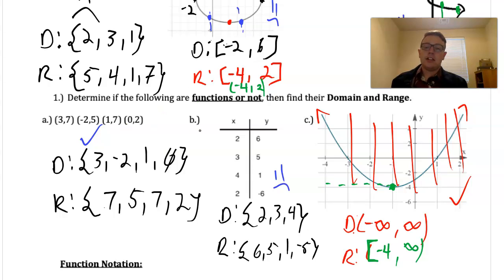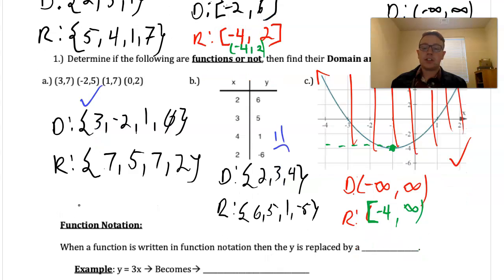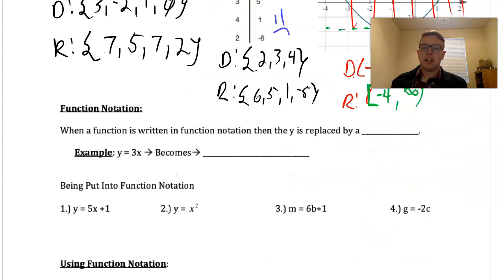So this is determining whether they're functions and figuring out their domain, which is the values they take on, and the range, or the y values it takes on. Now, because functions are so important to math, we actually have special notation for them. When a function is written in function notation, we replace the y with an f of x, or of our input. And this just tells us that we have a function. So for example, y is equal to 3x becomes f of x is equal to 3x.